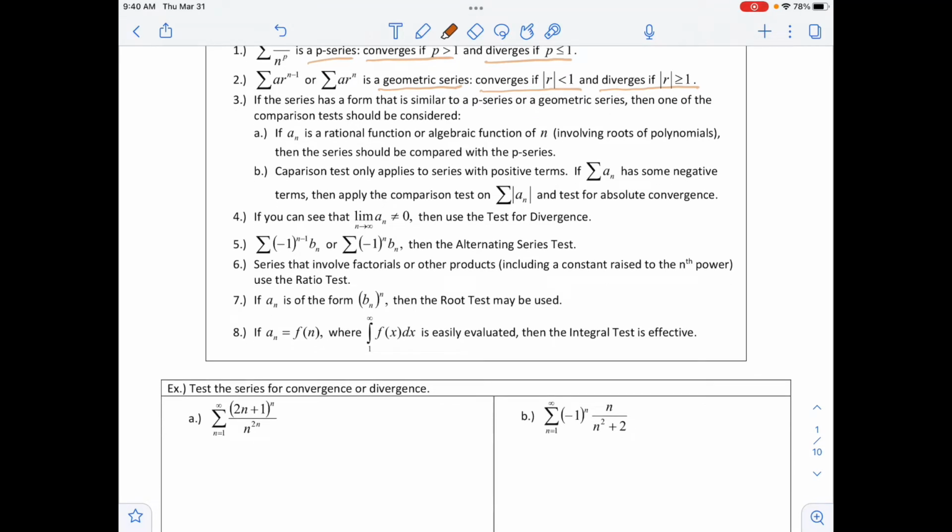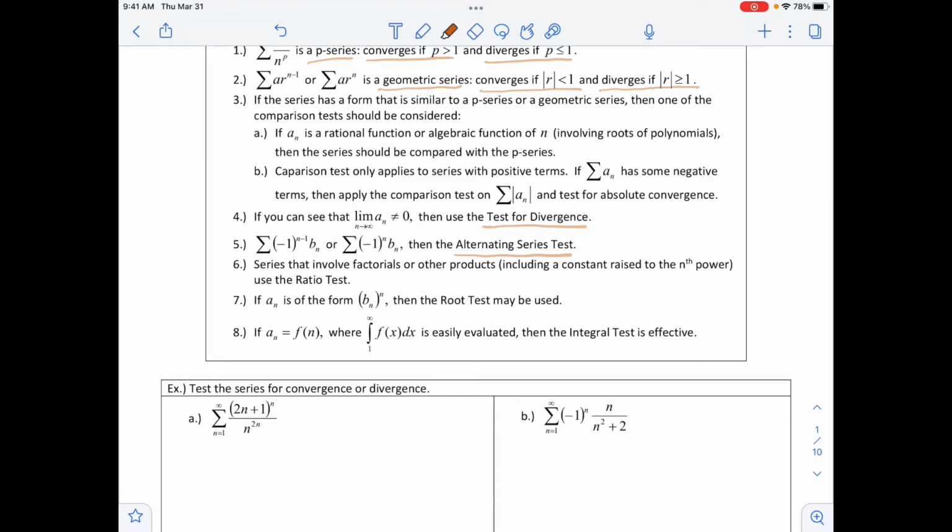4 says if you can see the limit as n approaches infinity of a sub n does not equal 0, then use the test for divergence. And 5 says if the sum of negative 1 to the n minus 1 times b sub n or the sum of negative 1 to the n times b sub n, then you're going to use the alternating series test.